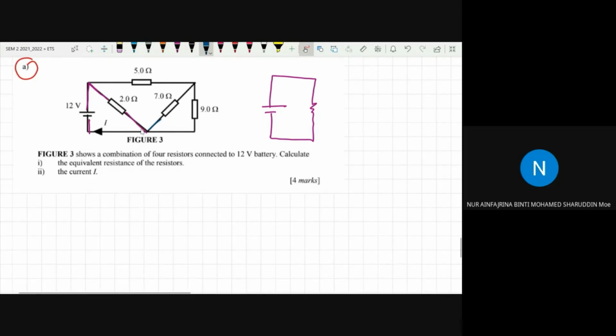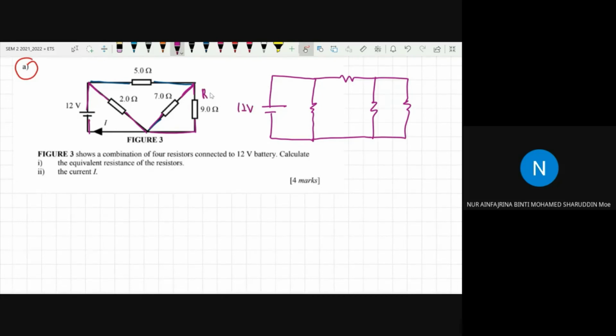Tapi sebelum dia bersambungan dengan ini, dia akan ada yang atas ini dahulu. So yang atas ini, dia akan jadi macam ni. Okay, lepas itu baru dia ada simpang balik. So dia ada simpang balik, dia akan jadi macam ni. Then this is the final one. So this is how you open the circuit.